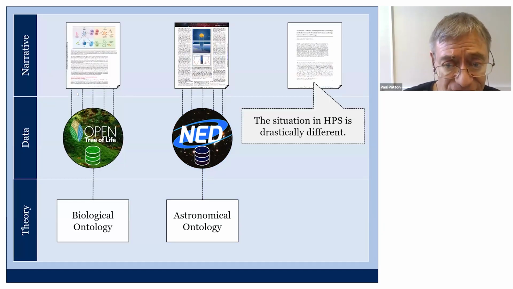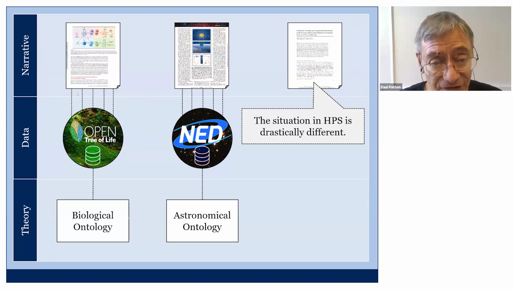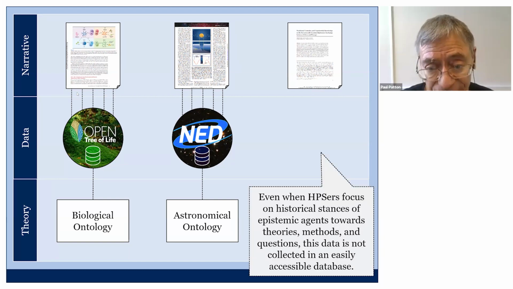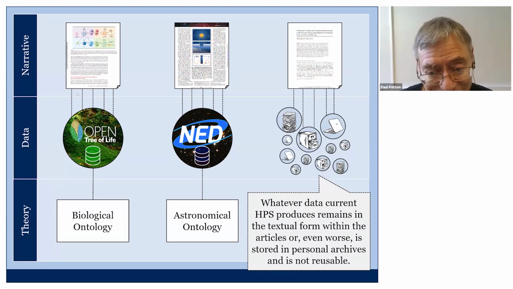Let's consider the situation in history and philosophy of science. Now, in history and philosophy of science, the end product of research studies is typically a published narrative, as in biology, as in cosmology, but there's a problem. And that's that even when HPSers focus on historical stances of epistemic agents toward their theories and methods and questions, this data is not collected in any easily accessible database, okay? Instead, it is in a large body of personal databases and stays in textual form in articles and in personal archives that may be useful to that person, but not to the field as a whole.